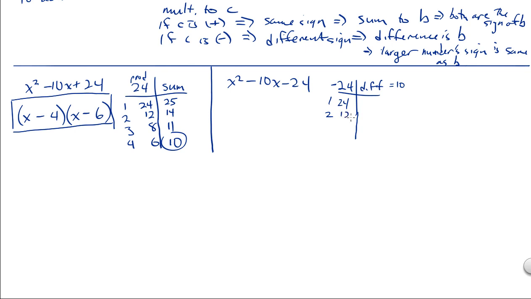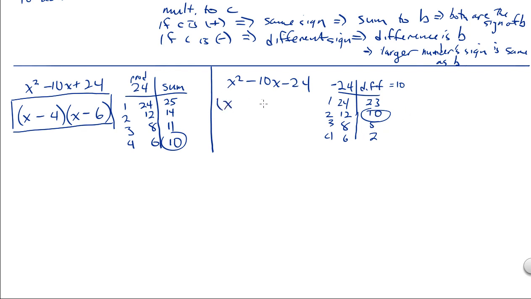1 and 24, 2 and 12, 3 and 8, 4 and 6. The product in each of these cases is 24. I'm just taking larger minus smaller. 12 minus 2 is 10. 8 minus 3 is 5. And 6 minus 4 is 2. We could have stopped right here because we found 10.